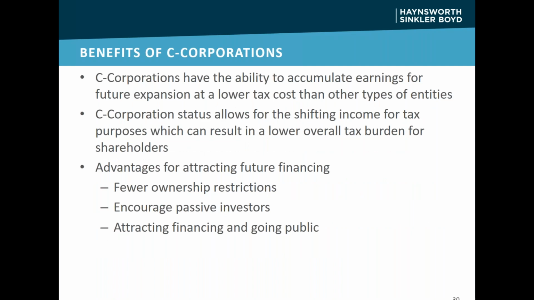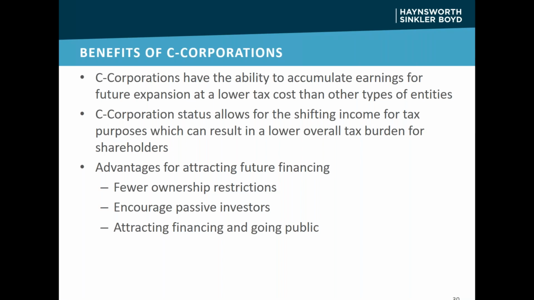All right, so some benefits of C corporations. C corporations have the ability to accumulate earnings for future expansion at a lower tax cost than most other types of entities. And they also have the ability to shift income for tax purposes easier. A C corporation can have a different tax year than the individual, whose tax year is a fiscal year. Therefore, the C corporation can make distributions or wait to make distributions until it's advantageous for the shareholders.